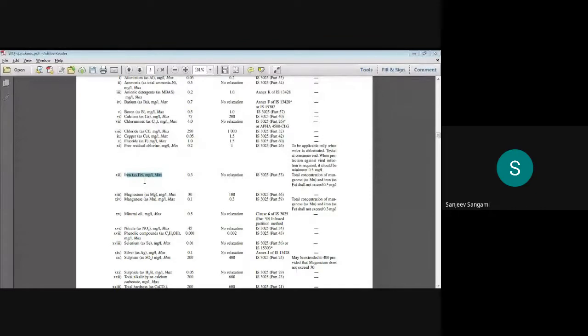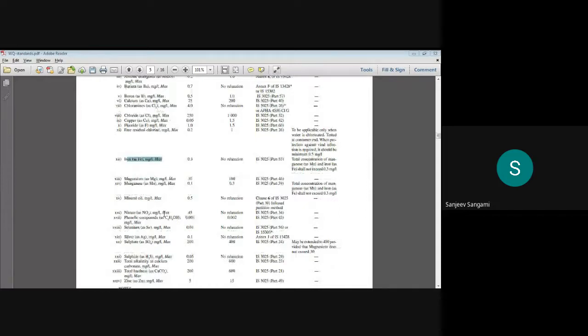Okay, so then magnesium, then manganese. Magnesium is totally different from manganese. Okay, that is Mg and Mn. Then mineral oil, which is also very important. For example, cooking oil and all the things we use will come under mineral oils.